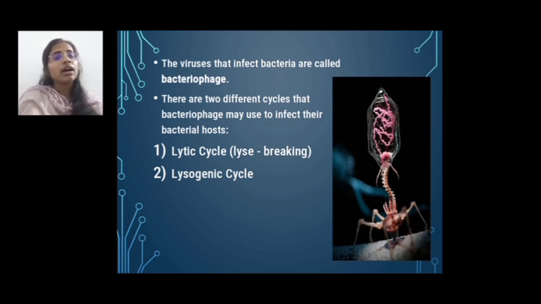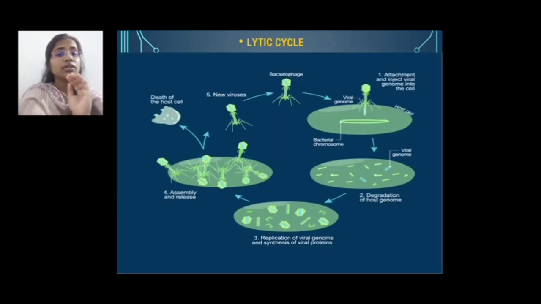The viruses that infect bacteria are called bacteriophages, and there are two different cycles that a bacteriophage may use to infect its bacterial host: the lytic cycle and the lysogenic cycle. In the lytic cycle, lysis, which means breakage, happens. A diagram shows the flow chart of the lytic cycle. The first step is attachment and injection of the viral genome into the cell.